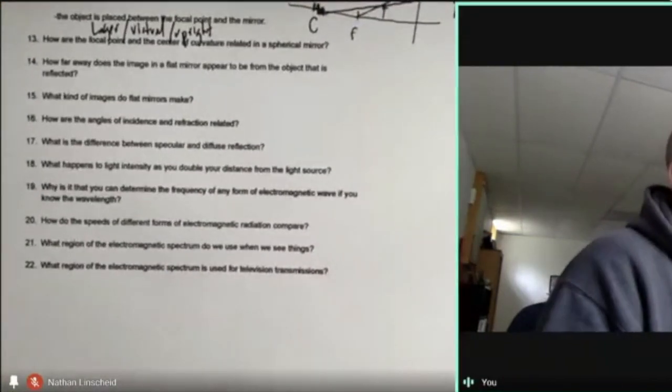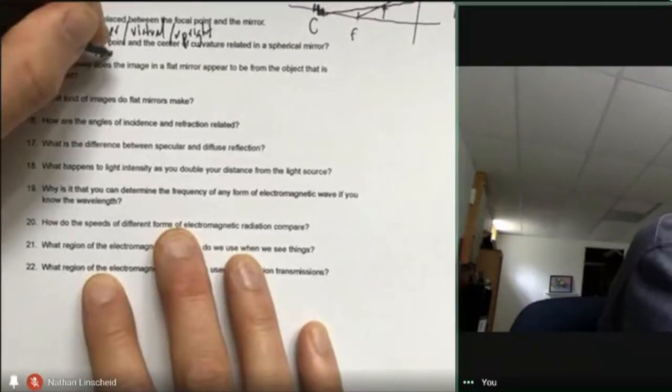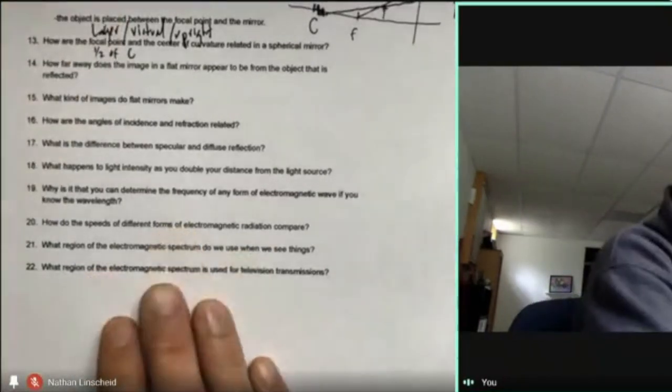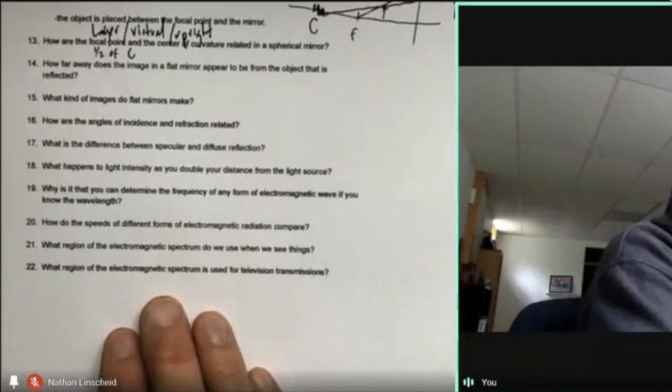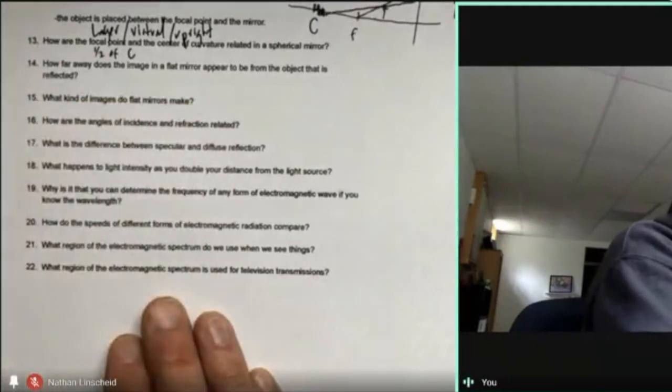All right, 13. How are the focal point and center of curvature related in a spherical mirror? The focal point is half the distance of the center of curvature. Number 14. How far away does the image in a flat mirror appear to be from the object that is reflected? It appears to be just as far, or from the object, it would be twice as far as you are from the mirror. So what does that mean?